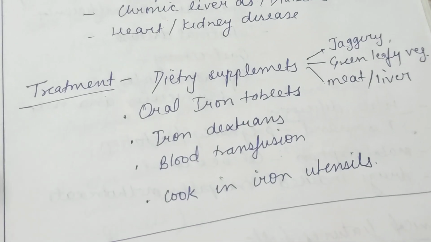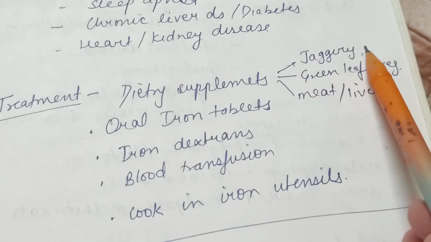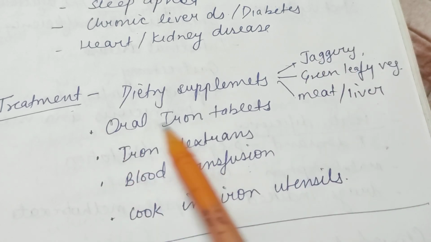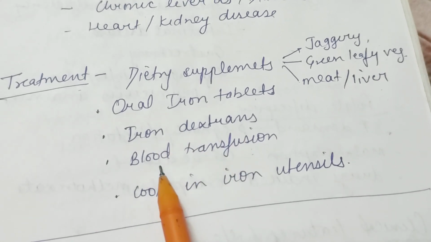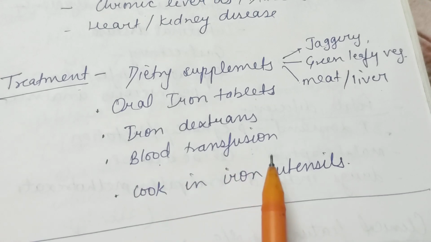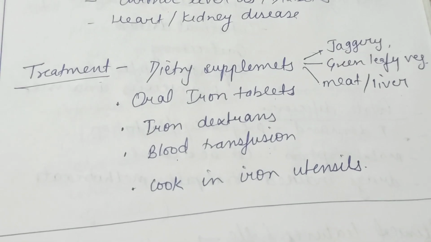So, briefly about the treatment plan. Dietary supplementation can be given, iron rich food like jaggery, green leafy vegetables, meat, liver. Oral iron supplements can be given, iron dextran can be infused in severe conditions, and blood transfusion can be given. Okay, and it can be suggested that they should cook in iron utensils. So this is all about iron deficiency anemia.